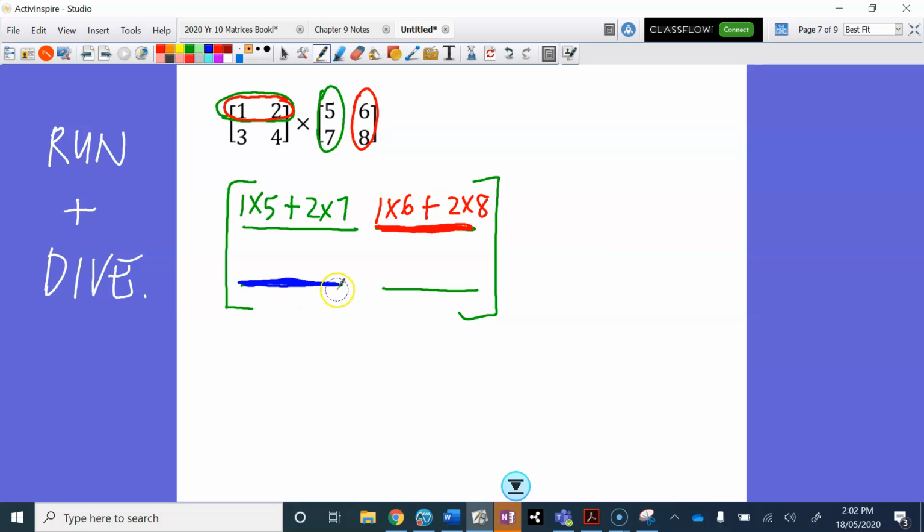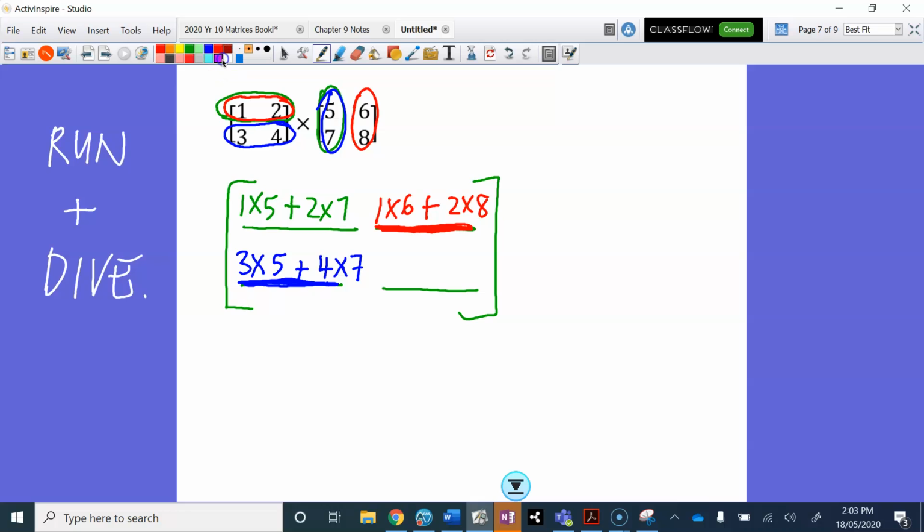And this particular element is in the second row and the first column. So to do the calculation, I need to run across the second row and dive down the first column. Second row, first column. So the calculation is 3 times 5 and 4 times 7.